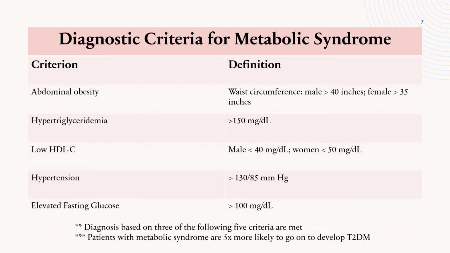Clients with metabolic syndrome are actually 5 times more likely to go on and develop type 2 diabetes. So that's why it's so important that we identify it sooner and we start making lifestyle changes. So let's talk about management of metabolic syndrome.